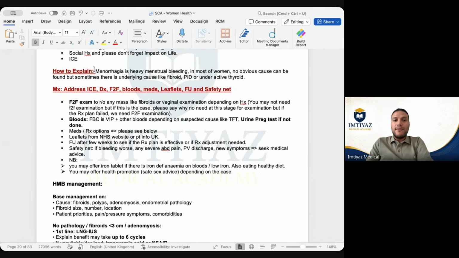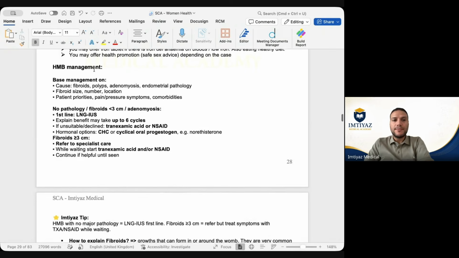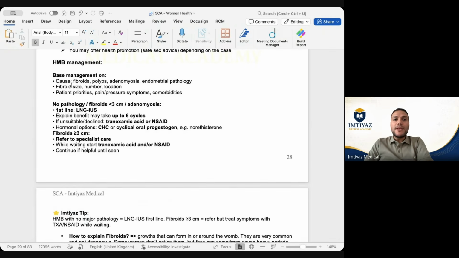Leaflets, you can give her leaflets about menorrhagia and the options available, follow up after a few weeks to see if the treatment is effective, and safety net. If bleeding gets worse, discharge, new symptoms, anemia symptoms, fainting episodes, seek urgent medical advice. Very important in the blood count to rule out anemia and iron deficiency, because if there is an iron deficiency, you need to offer iron tablet. So management is based definitely on the cause and definitely depends on whether she would like to be pregnant or not.